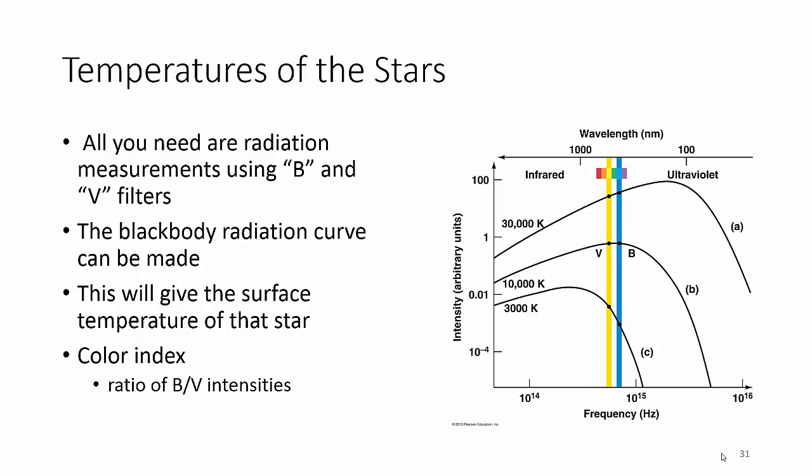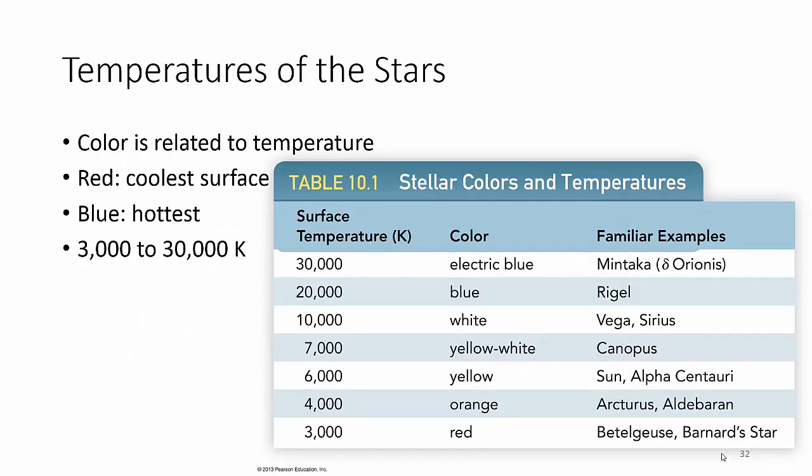So once again, color is temperature, right? Red is the coolest, blue is the hottest. And stars we found go from about 3,000 degrees Kelvin to 30,000 degrees Kelvin. And you can see the colors there, red all the way to electric blue. And you can see our sun is in the yellow.